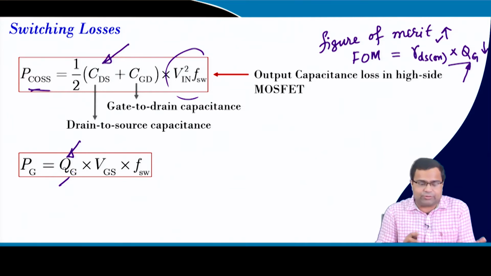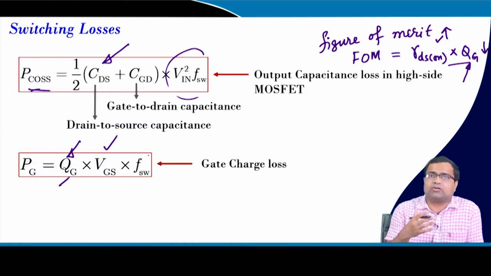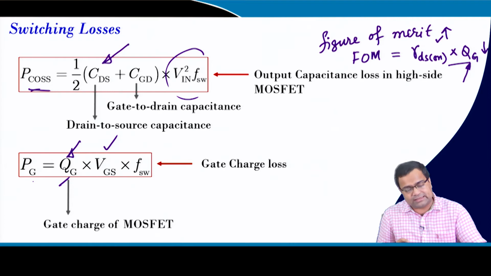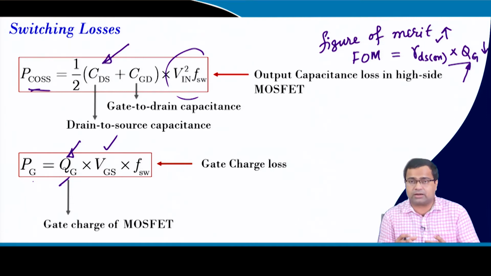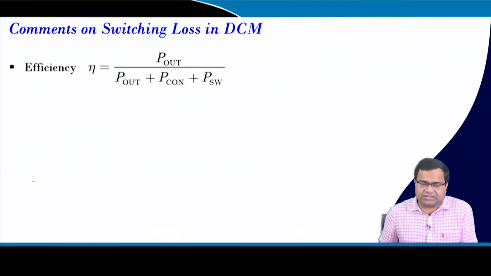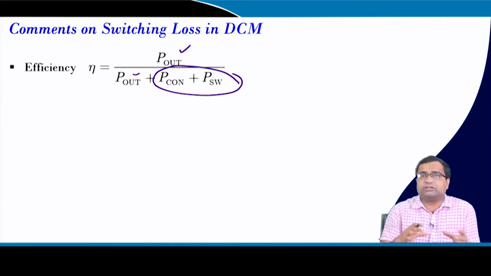But for a given QG and given gate to source voltage, your switching frequency, how often you are turning the switch on and off, the gate drive loss will be associated with that. And we will see this gate drive loss and switching loss are the major problem when you operate a DC-DC converter under discontinuous conduction mode using pulse width modulation. Now, comments on switching loss. The efficiency of the converter is the output power divided by output power plus losses, that means total power.